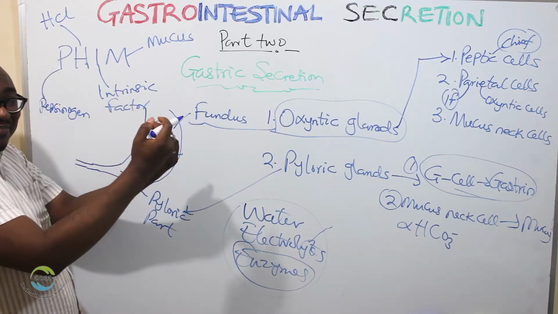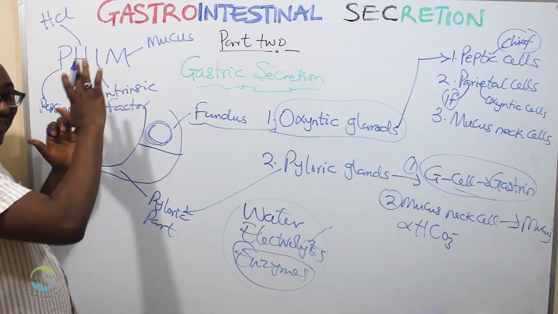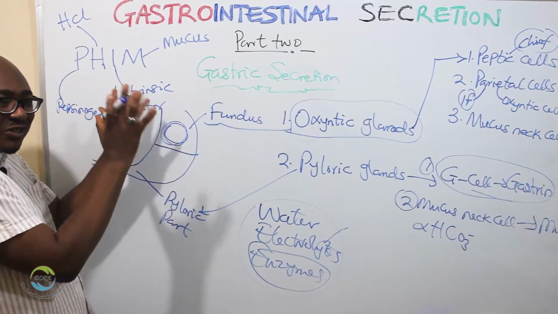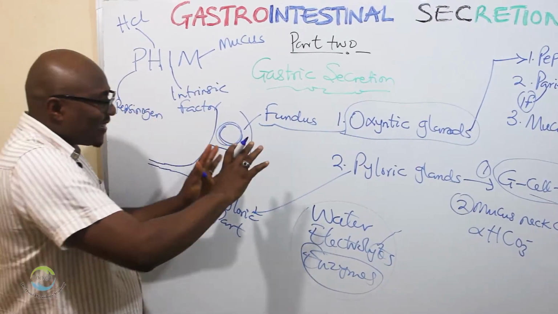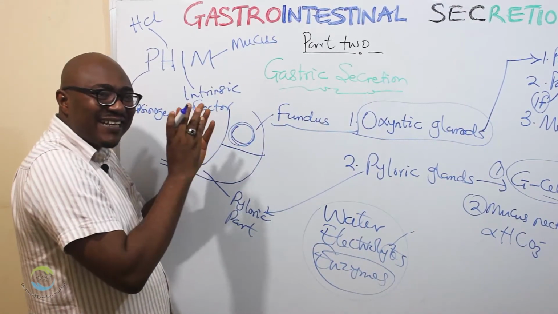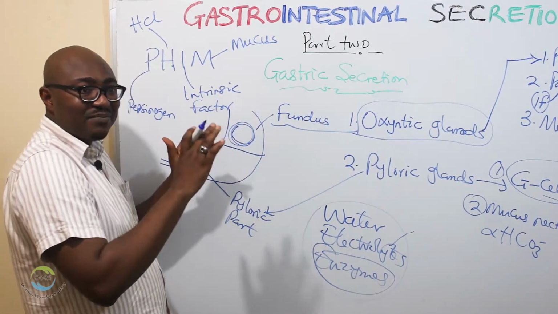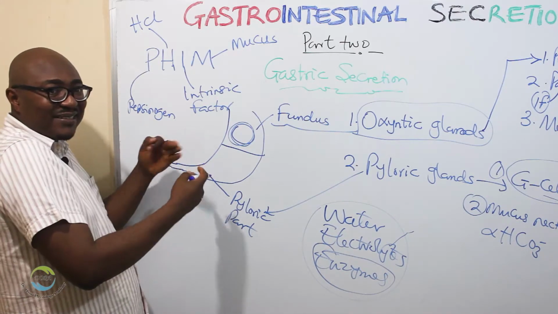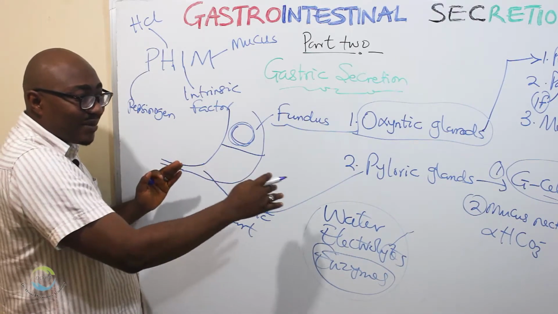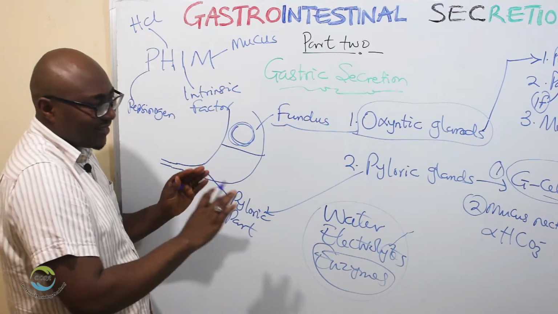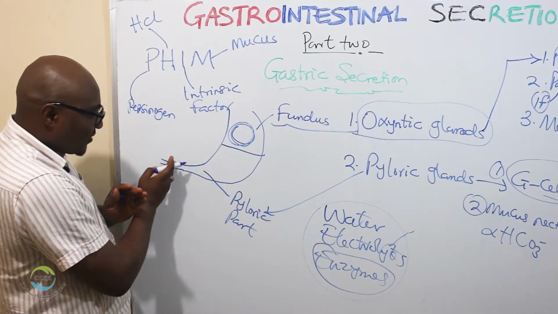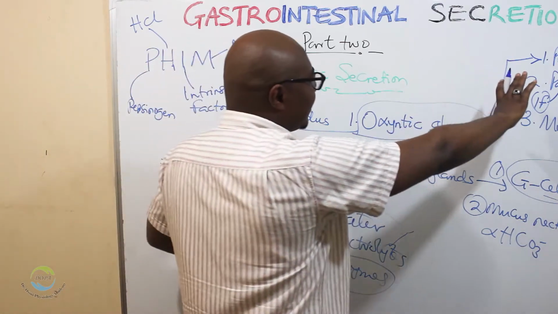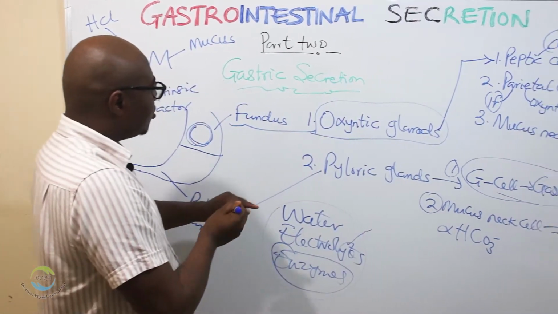Of course, pancreatic enzymes, we'll talk about that later, but just to make you understand, pancreatic enzymes function in an alkaline medium, while gastric enzymes function in an acidic medium. So it's already preparing itself to start secreting bicarbonate to neutralize the acid, because it's towards the pyloric side entering the duodenum. So don't get confused. These are basically what you need to know.